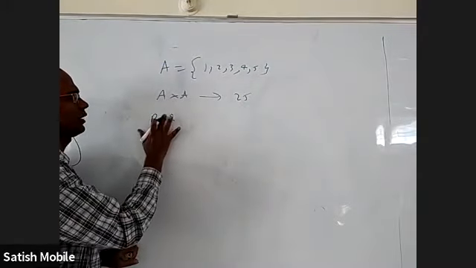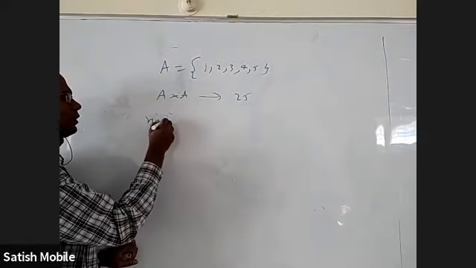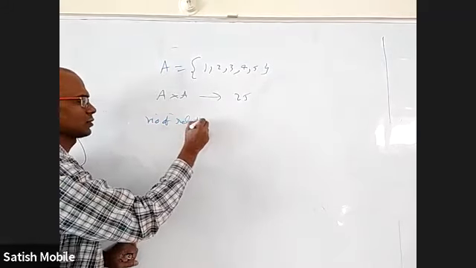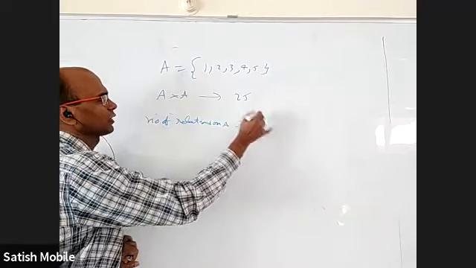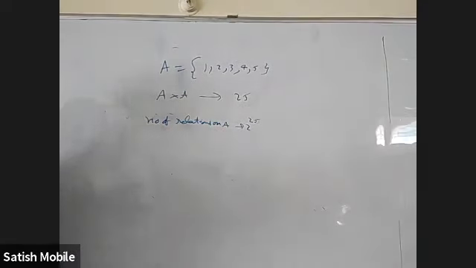Relations on A. How many relations will be there? Number of relations on A will be 2 power 25. Any subset of this. The set has 25 elements. Any subset of that. So 2 power 25.